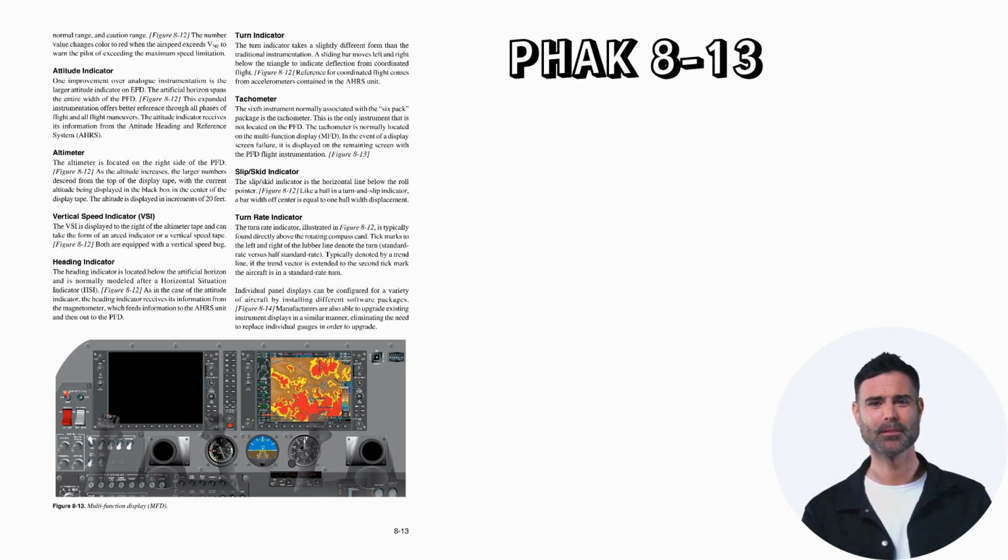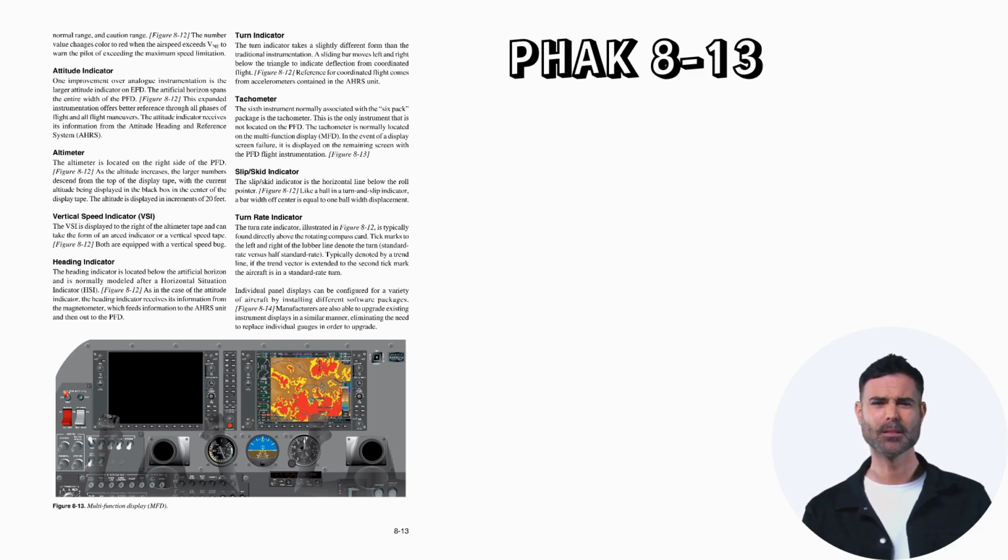Altimeter. The altimeter is located on the right side of the PFD. As the altitude increases, the larger numbers descend from the top of the display tape, with the current altitude being displayed in the black box in the center of the display tape. The altitude is displayed in increments of 20 feet. Vertical speed indicator, VSI. The VSI is displayed to the right of the altimeter tape and can take the form of an arced indicator or a vertical speed tape. Both are equipped with a vertical speed bug.